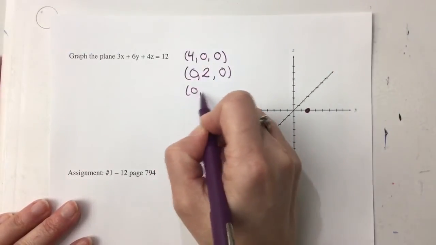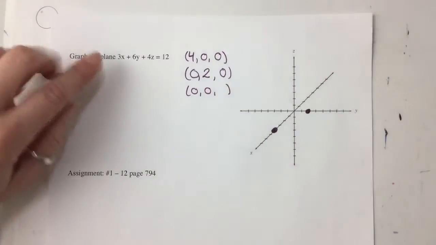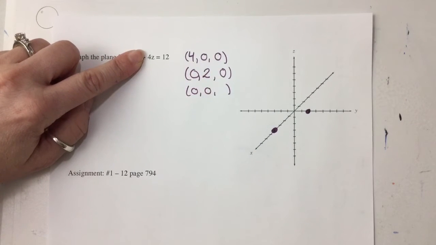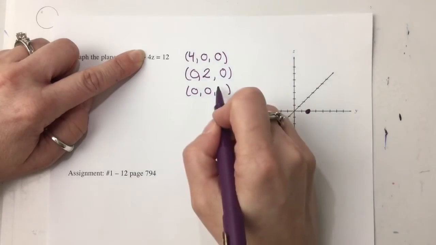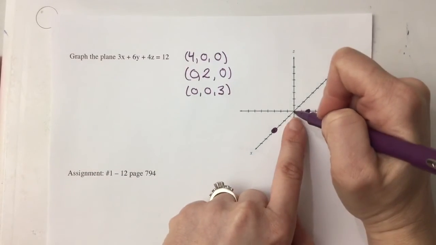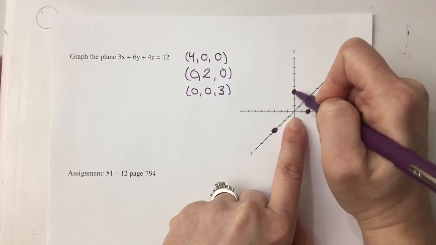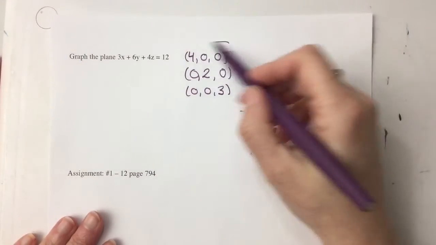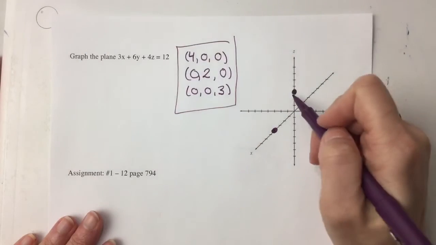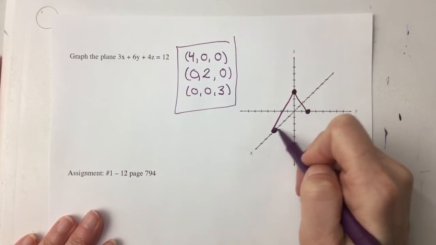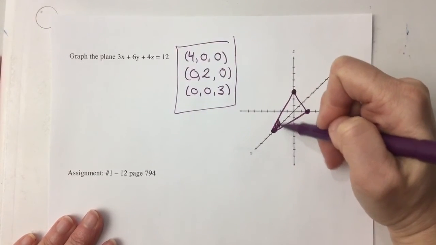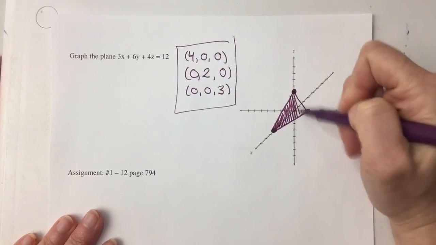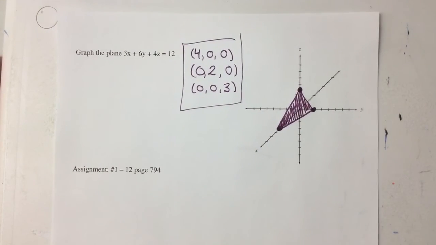If I want to find the z-intercept, you put in a 0 for x, you put in a 0 for y. They would cancel, leaving you 4z equals 12. If I divide by 4, 12 divided by 4 is 3. That's positive, so I go up 1, 2, 3. There are my 3 intercepts. I have the ordered triples right there. Go ahead and show that it is a 3-dimensional shape, connect them, and shade. That is 12.1a.